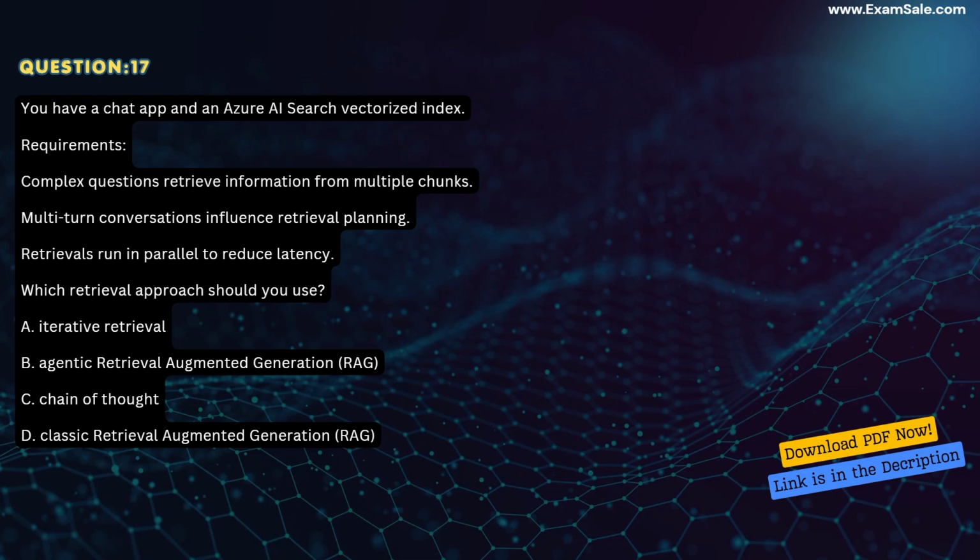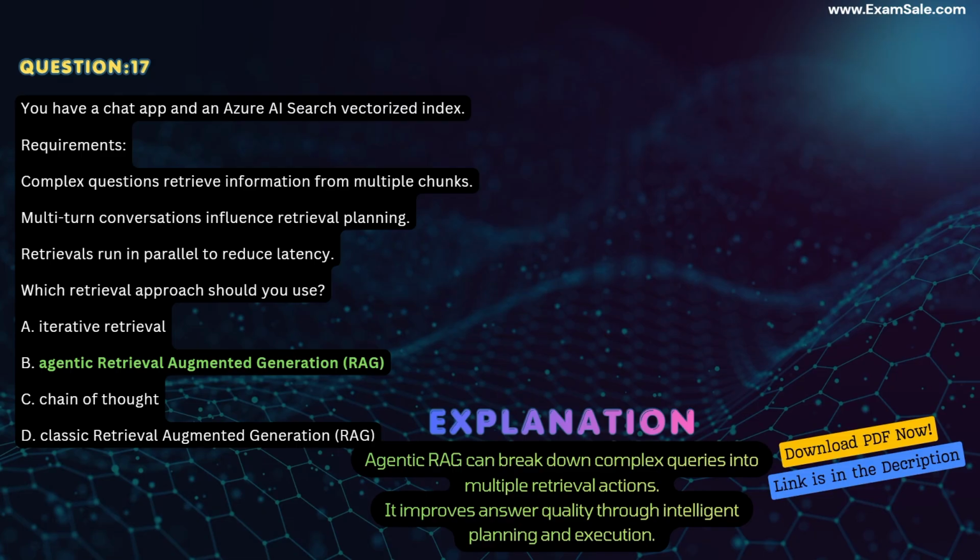Correct answer, B. Agentic retrieval augmented generation RAG. Explanation: Agentic RAG can break down complex queries into multiple retrieval actions. It improves answer quality through intelligent planning and execution.